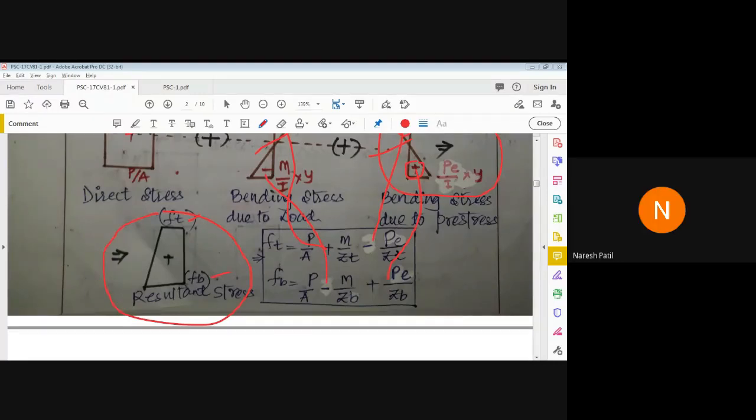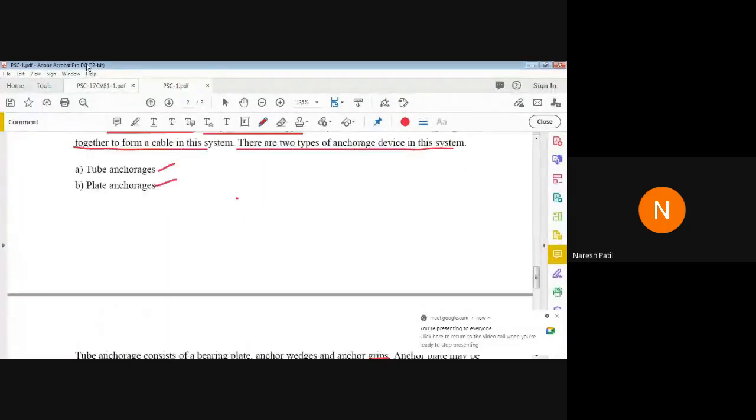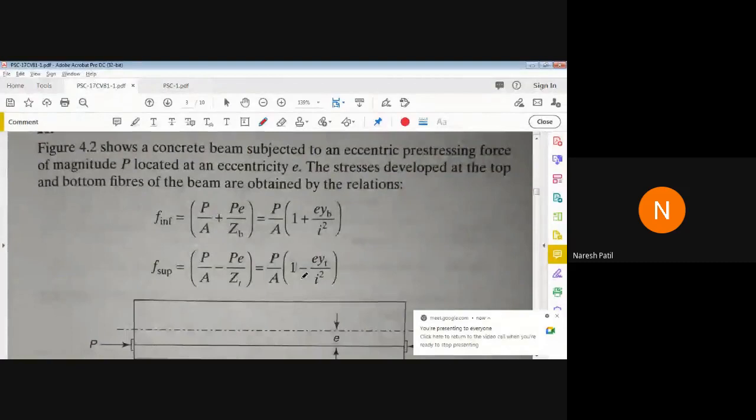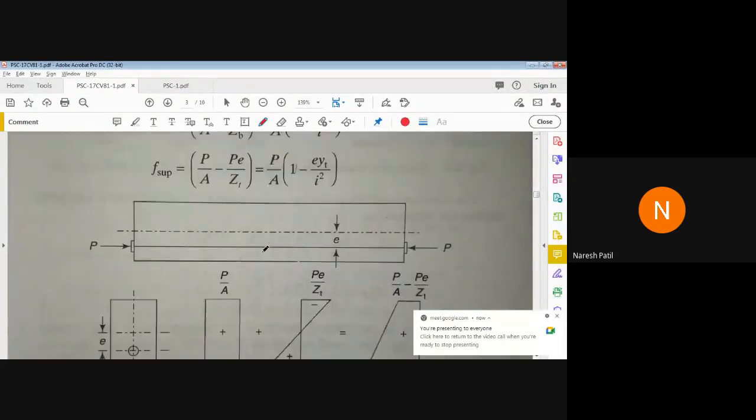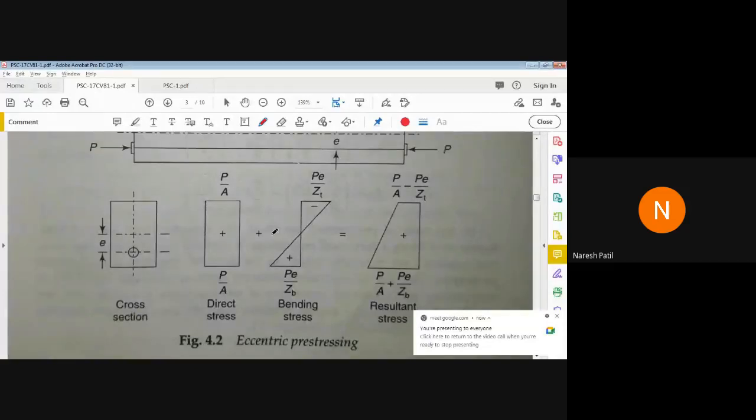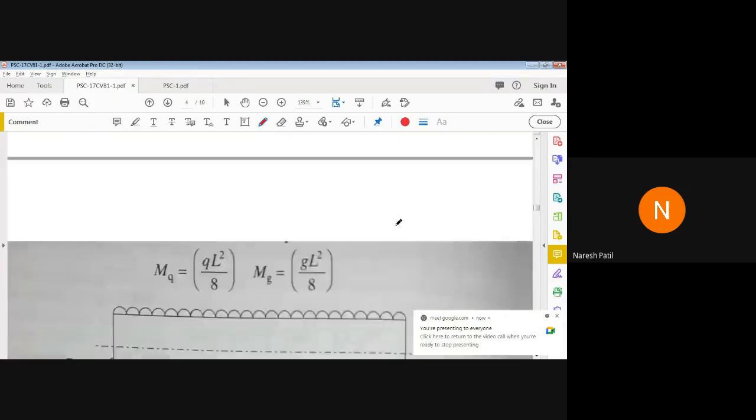Okay. So here we have next. If you see here P by A plus P by ZB, I have shared the same, and you can see the stress distribution diagram. P by A, P by ZT, P by ZB, P by A minus PE by ZT plus. So this is the final stress distribution diagram.